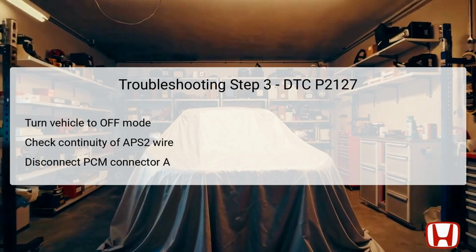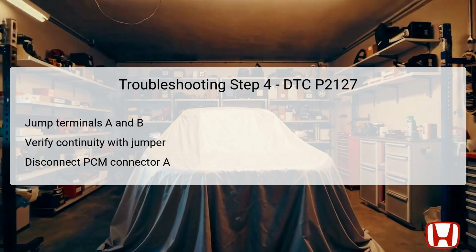The first being terminal number 1, 3 on the APP sensor connector, and the second being a body ground. If continuity exists, it indicates a short in the APS2 wire between the PCM and the APP sensor. Thus, repairs should be conducted in that wire. If continuity is not present, you must proceed to step 4.